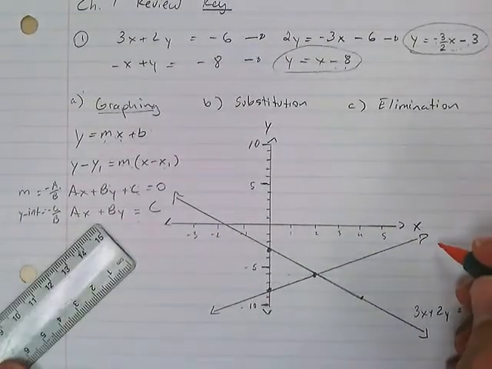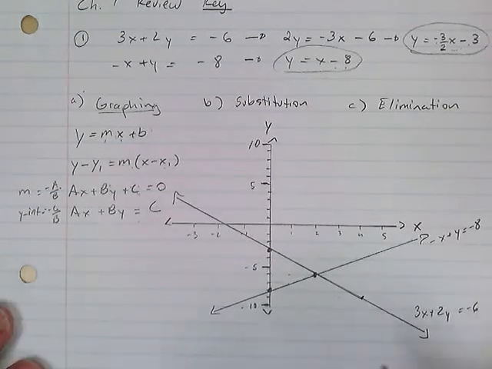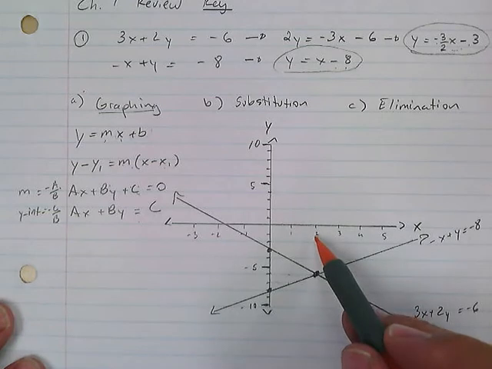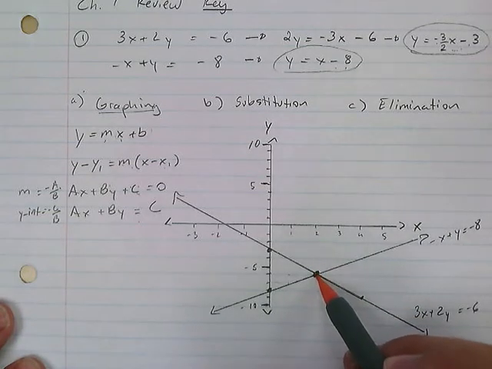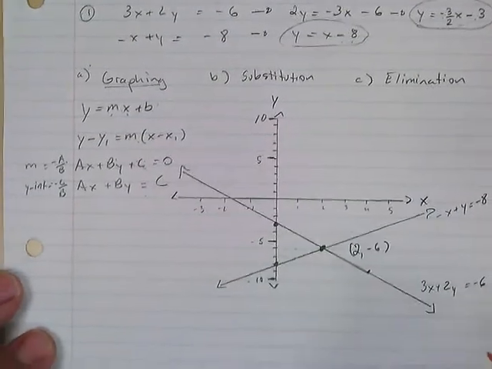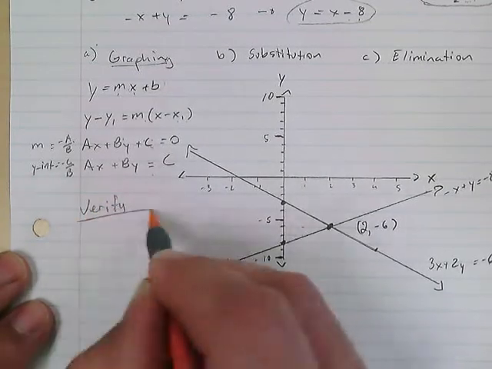This one we're going to call -x plus y is equal to -8. Okay, so we can tell that this is the point where they cross. So that's 2, -6. Okay, so 2, -6 is the solution, and we're going to verify if that's the case, right?